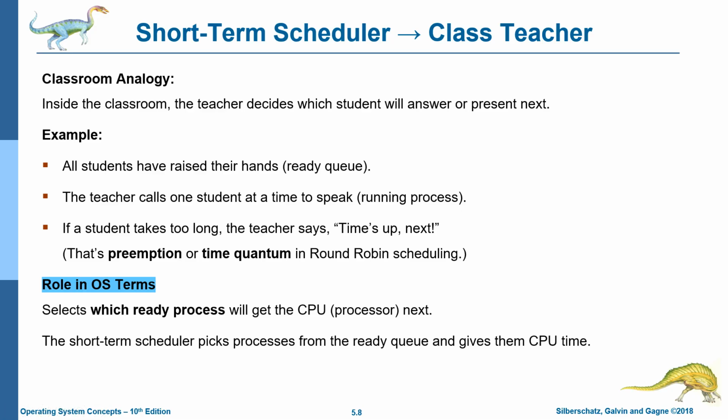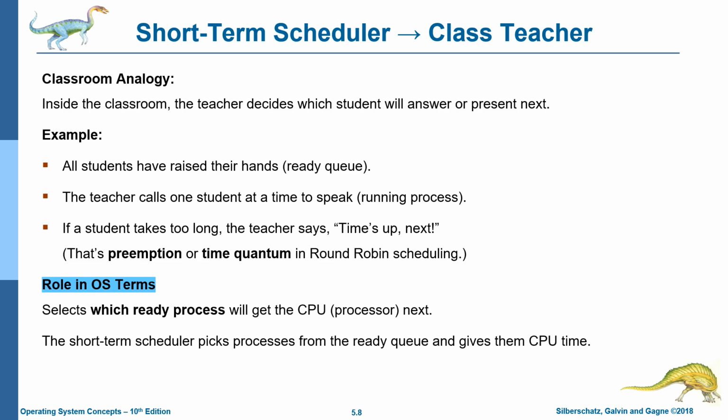So in the case of the operating system, we have multiple processes that are in the ready state, but the short term scheduler will select specific processes from the ready queue one by one, let's say for the execution purpose, and assign the CPU to that certain process. So if a student takes too long, the teacher says time's up, next.